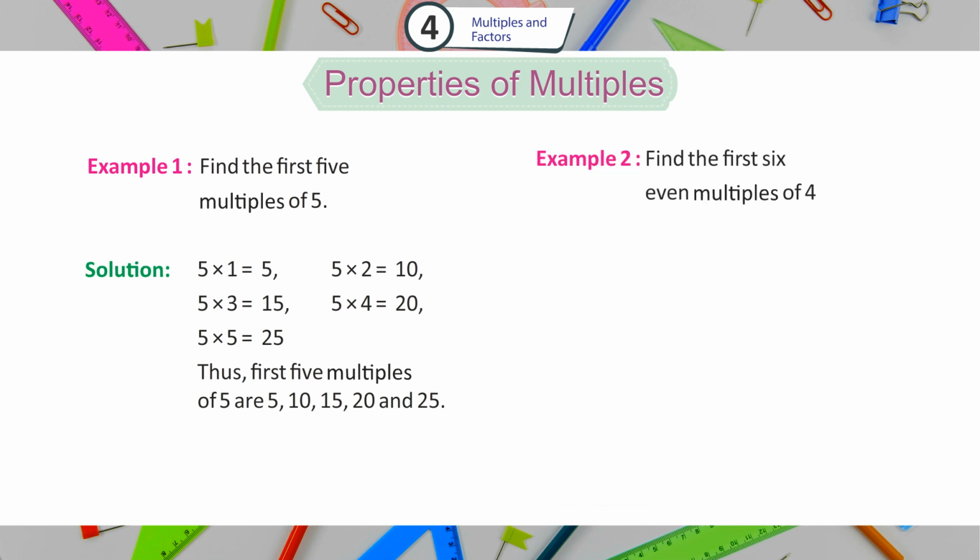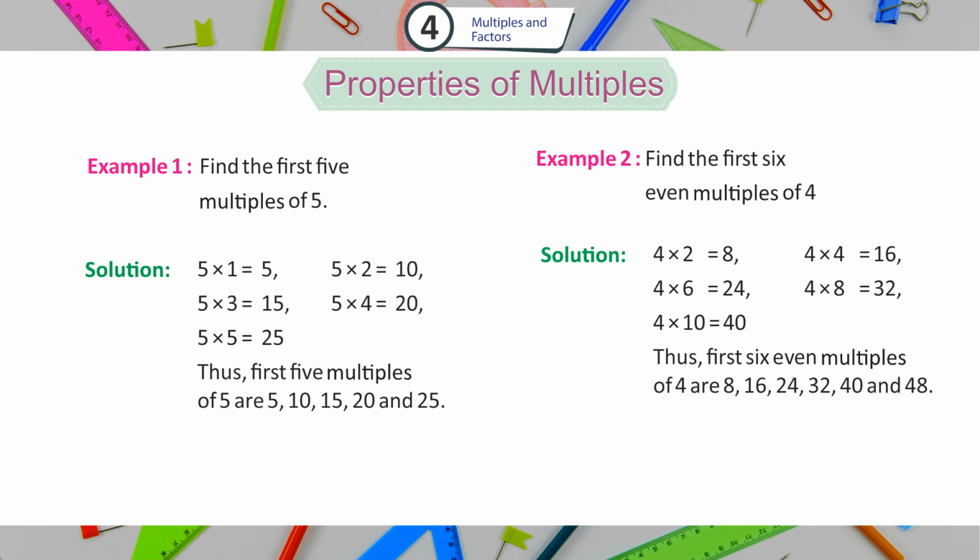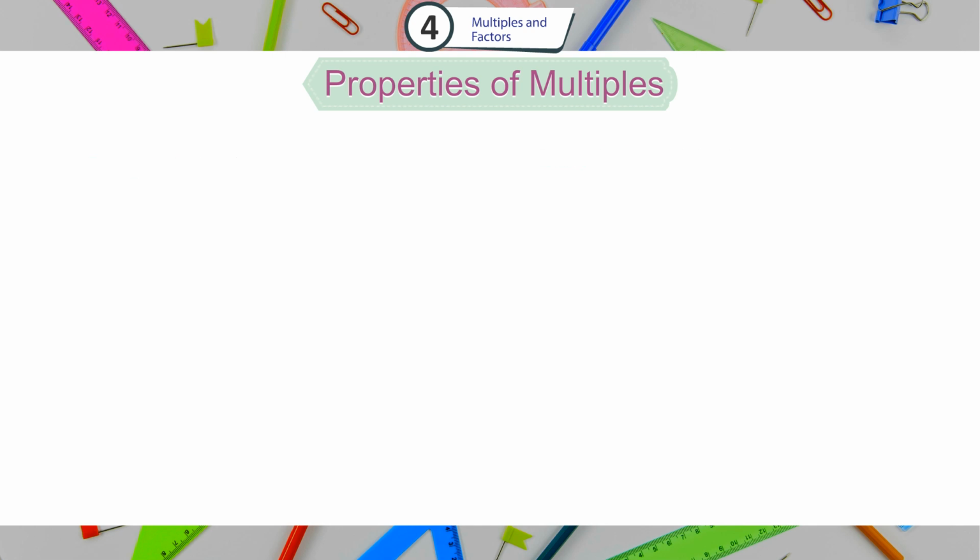Example 2. Find the first 6 even multiples of 4. Solution. 4 into 2 is equal to 8. 4 into 4 is equal to 16. 4 into 6 is equal to 24. 4 into 8 is equal to 32. 4 into 10 is equal to 40. Thus, first 6 even multiples of 4 are 8, 16, 24, 32, 40, and 48.